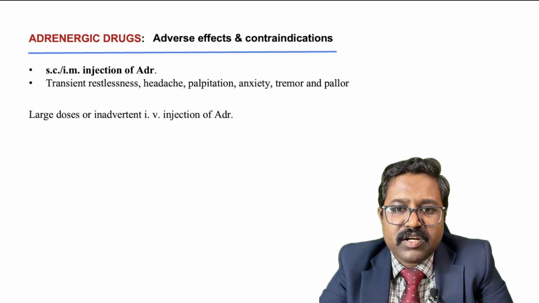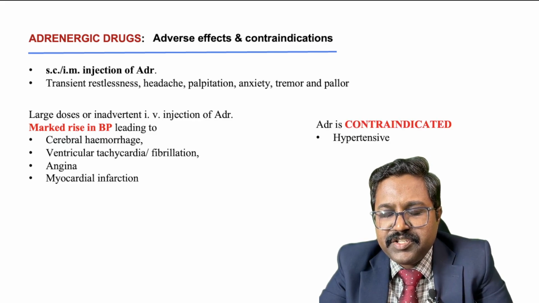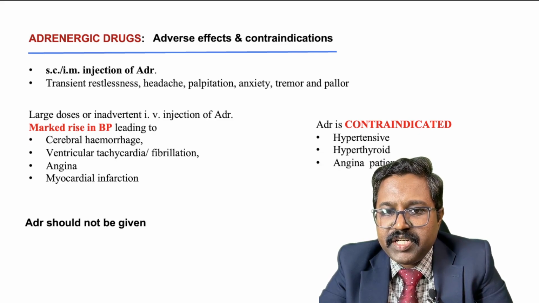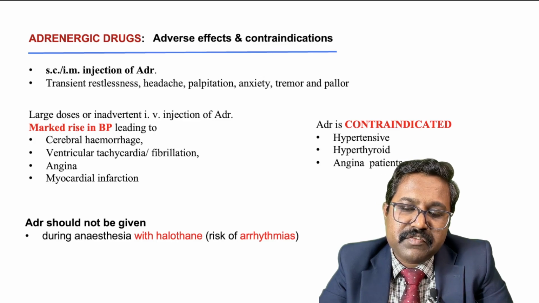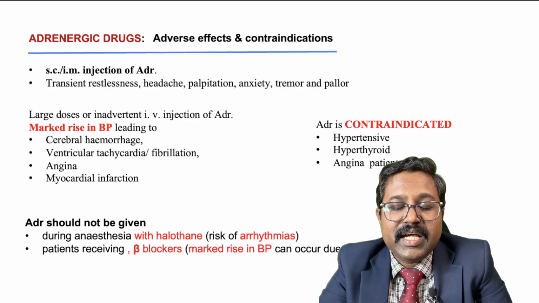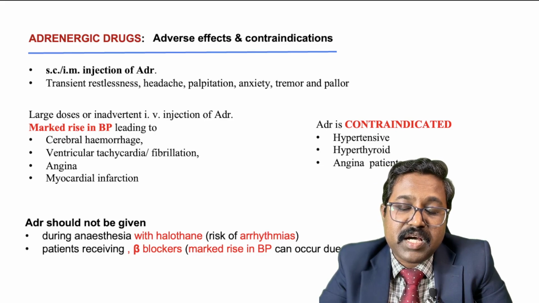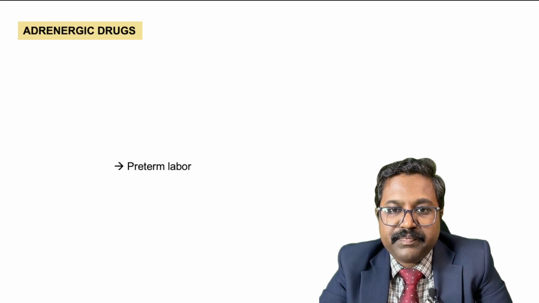So adverse effects and contraindications, as we discussed earlier: the contraindications to remember are hypertensive patients, hyperthyroid, and angina patients; they should not be used. Adrenaline should not be given during anesthesia with halothane because of the risk of arrhythmia, and with beta blockers because a marked rise in the BP can occur due to unopposed alpha action.